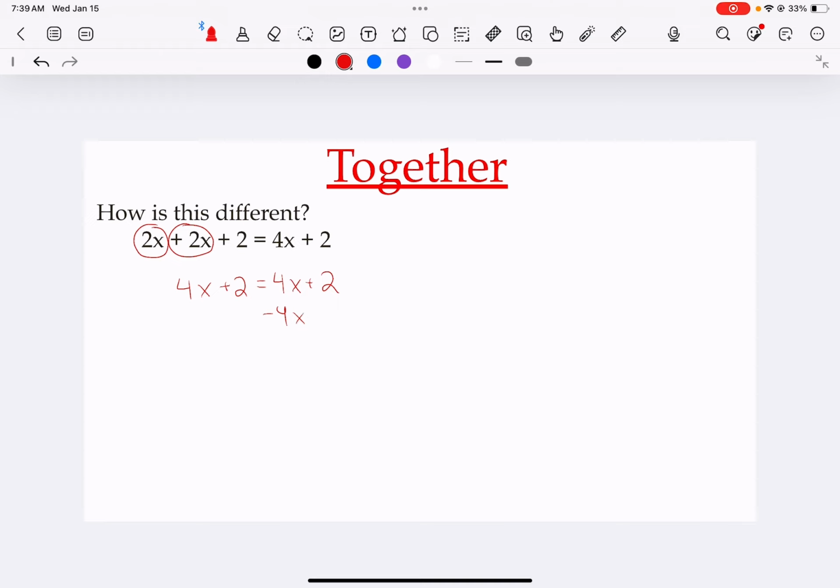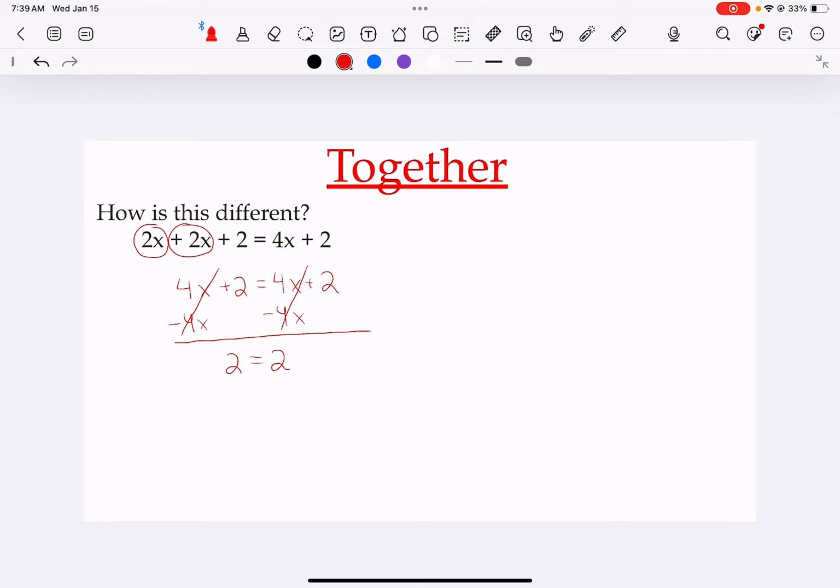Now I'm going to subtract 4x from each side. 4x minus 4x is 0. The 2 comes down. My equal sign comes down. 4x minus 4x is 0. And I'm just left with 2.